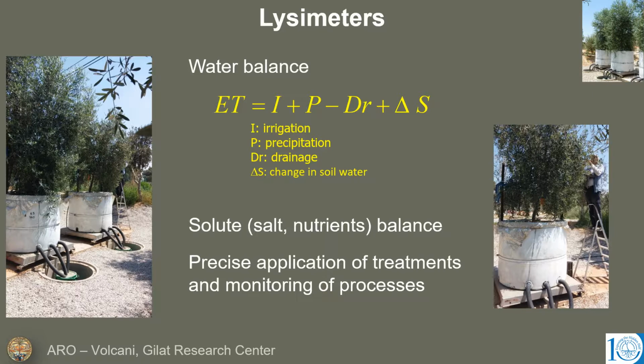We're using lysimeters, big ones. These are 2.5 cubic meter weighing drainage lysimeters. They enable us to do a couple of different things. First, they enable us to close the water and solute balances in the system and to evaluate evapotranspiration or transpiration at any given time or continuously.